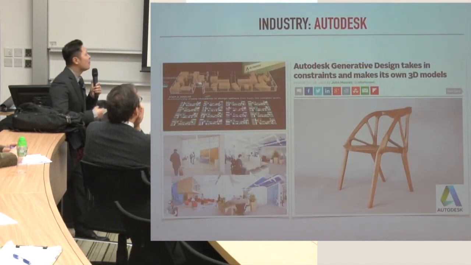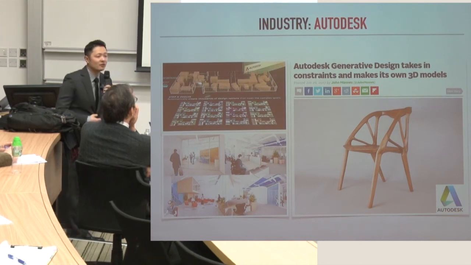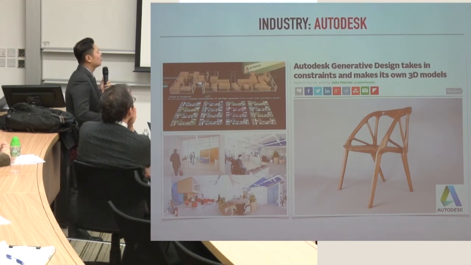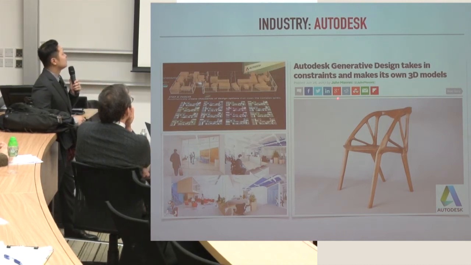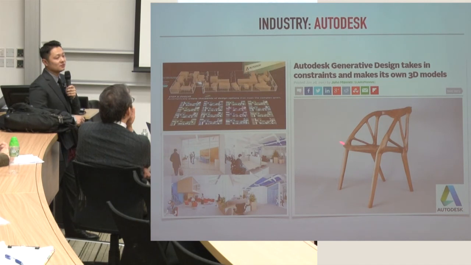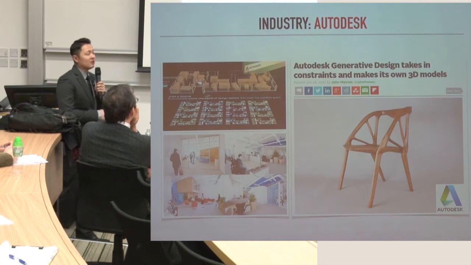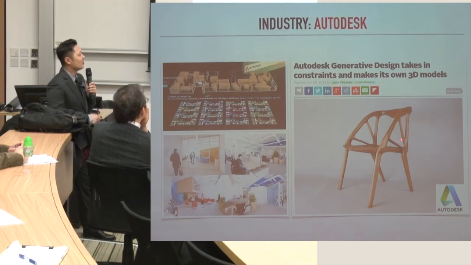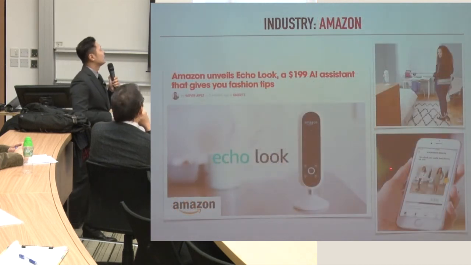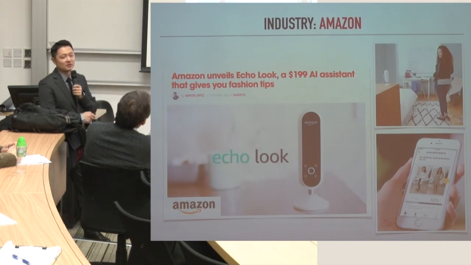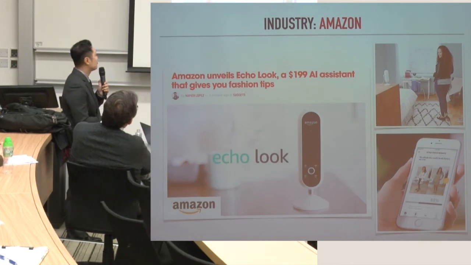And of course, big companies in the market are also paying attention to generative design, this computational design area. So Autodesk is spending a lot of resources on research on generative design. This is their Toronto office using their generative design algorithms. And this chair is automatically designed by their software called Dreamcatcher. And also Amazon has released the Echo Look, which is a fashion suggestion system, similar to the idea we had dating back to 2012.